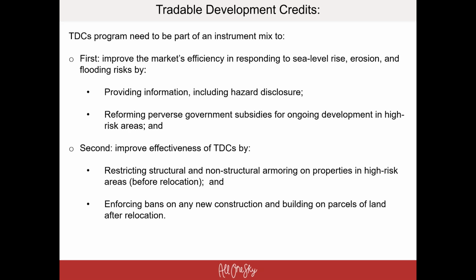And at the same time, you need to be able to impose restrictions on people within the sending areas from implementing hard armoring or other forms of protection on their own properties. And then also, once they've left, you have to have some form of policy tool which bans any new development within those sending areas as well. So the market tool created through the transferable credit scheme also has to function with a bunch of other instruments and regulatory tools for it to be effective.